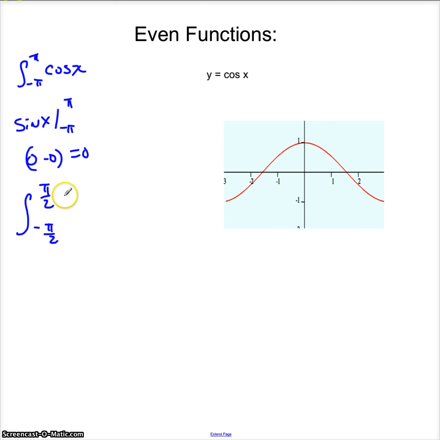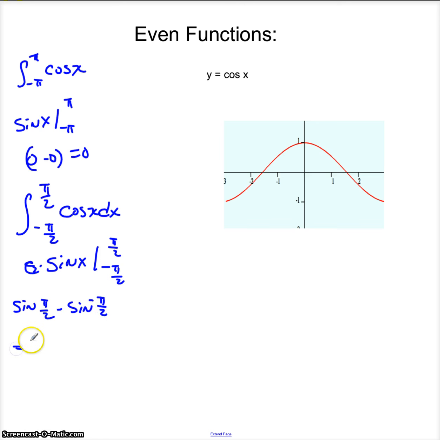Can we do that? The integral of cosine x dx. It's still sine of x evaluated at negative pi over 2 and pi over 2. And what is this? This is sine of pi over 2 minus sine of negative pi over 2. So this is 1 minus a negative 1, or 2.